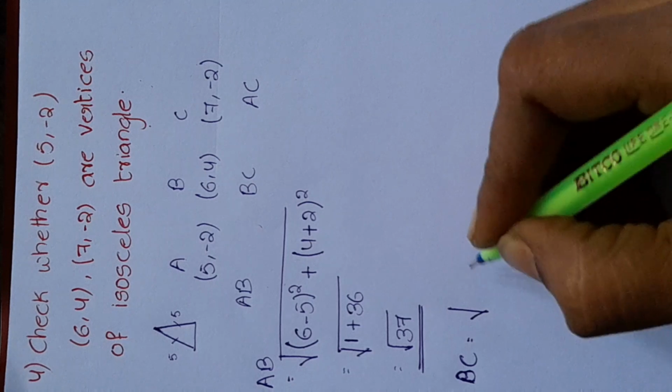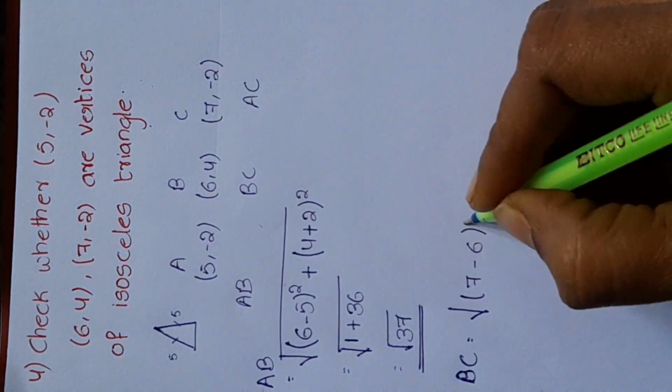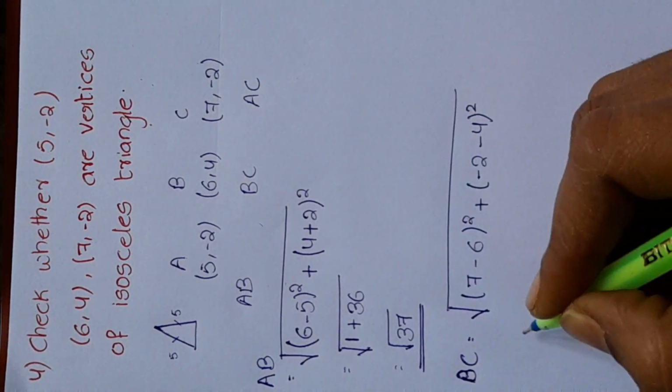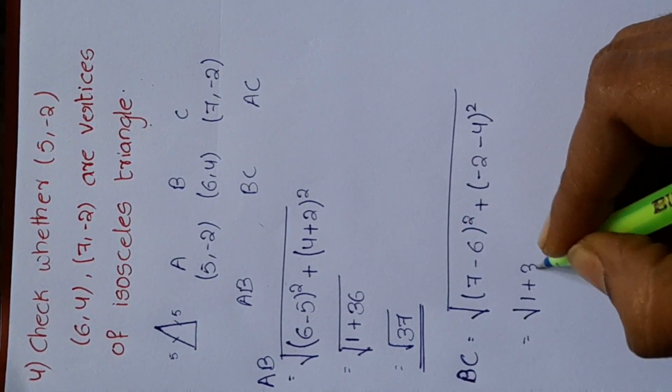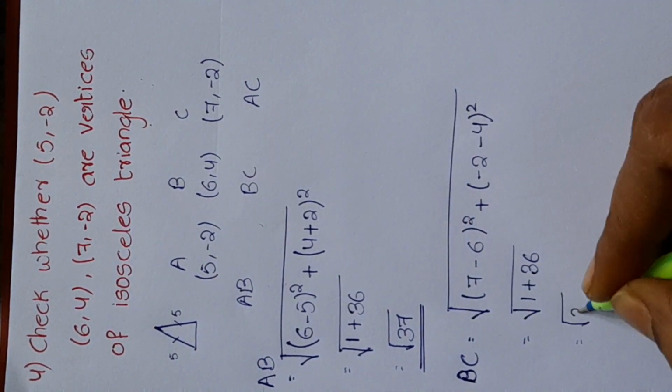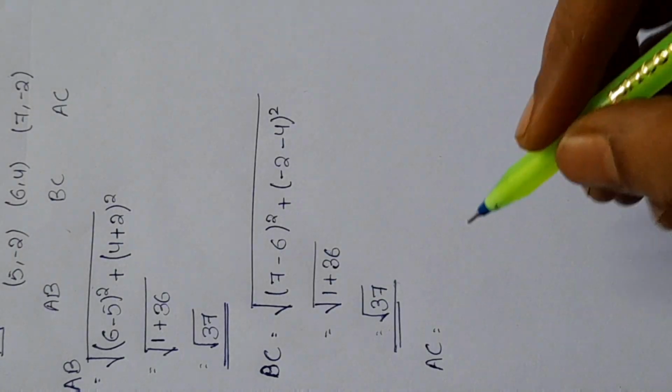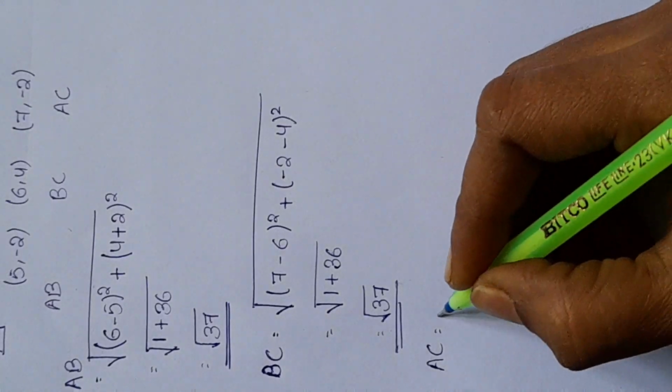BC is equal to root of (7 minus 6) whole square plus (minus 2 minus 4) whole square, which is equal to 1 plus 36. We get the value of root 37. BC is root 37.